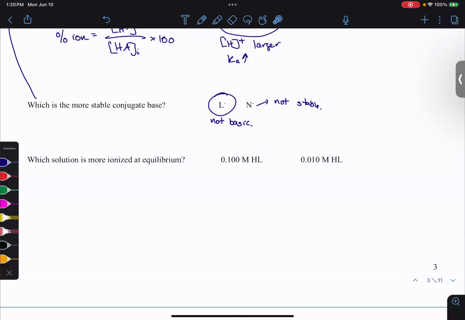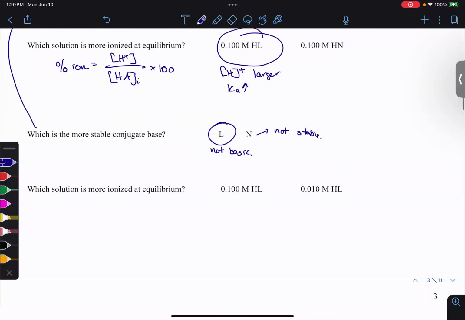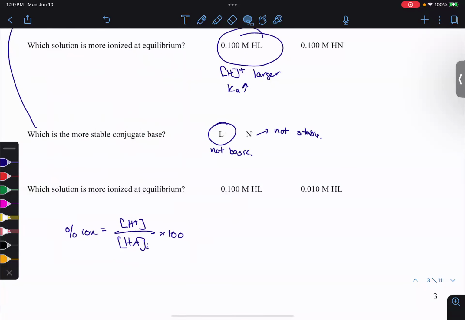All right, and the final one here, which solution is more ionized at equilibrium? So same idea, we're going to use this percent ionization equation, but it's a little bit different.